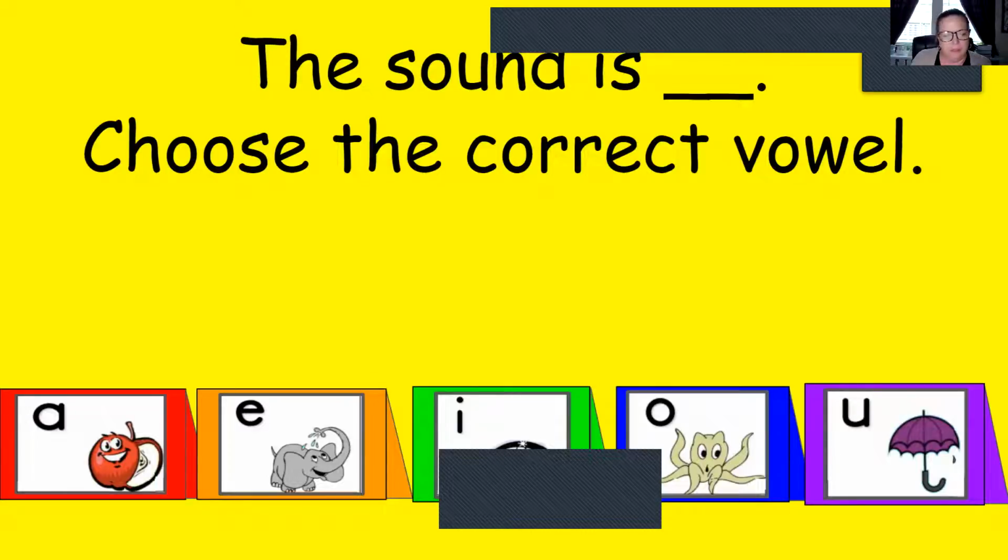Or you could have them say it. And then you could do also the syllable level too. So you could say black. What vowel sound do you hear? Black. Echo, black. And then they hold up their A or write the A, right?